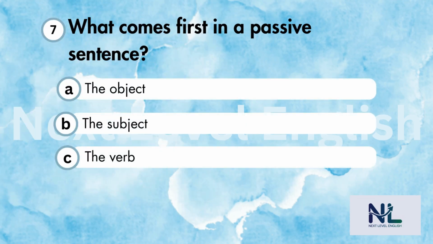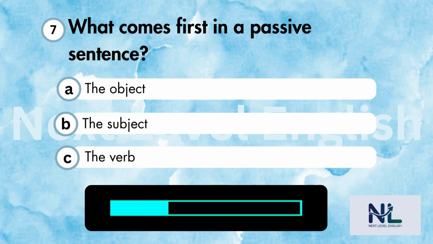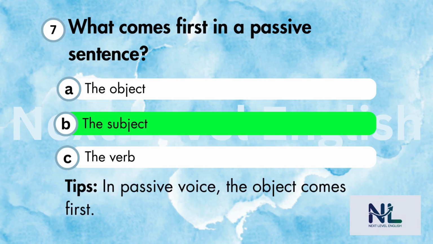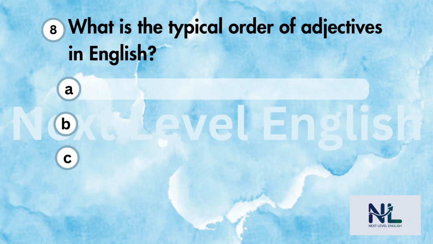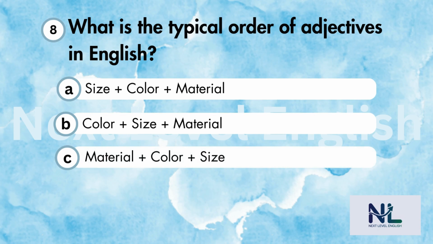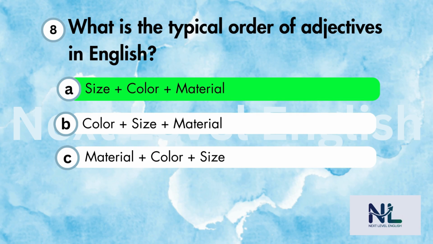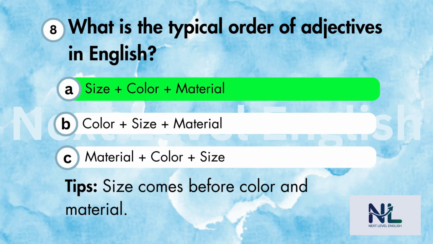7. What comes first in a passive sentence? The subject. Tips: in passive voice, the object comes first. 8. What is the typical order of adjectives in English? Size plus color plus material. Tips: size comes before color and material.